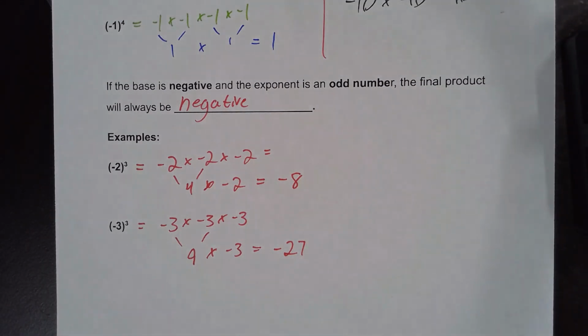If you have a negative number raised to an odd number, the answer should be negative. If you have a negative number raised to an even exponent, the answer should be positive.